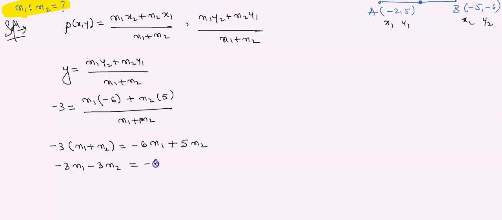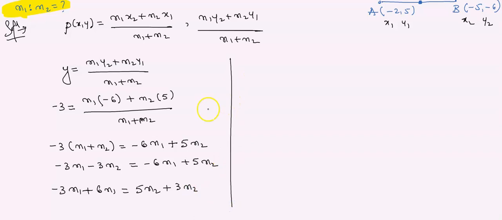That is equals to -6 m1 plus 5 m2. Now take the like terms. As you can see here, -3 m1, -6 come this side, it becomes +6 m1. Done. That is equals to 5 m2, -3 m2 come this side, it becomes +3 m2. I'll solve the rest of the steps here.